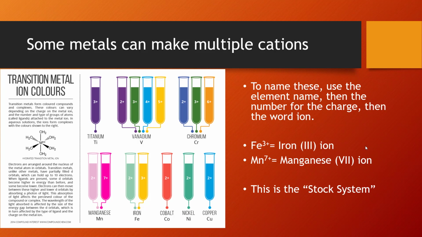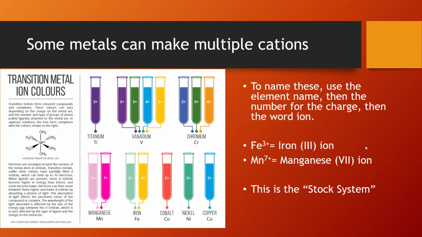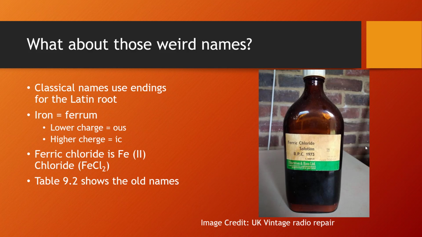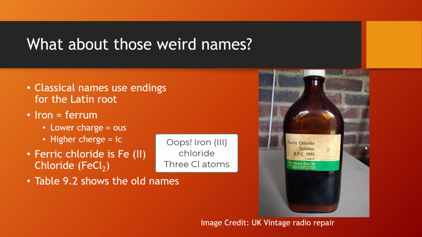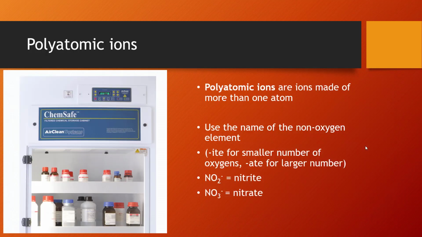Now, if you're going into some ancient laboratory and you start seeing those weird names, you're like, it's ferric chloride solution. Well, what's that? Well, the classical names use endings for the Latin root. So iron is ferrum. So lower charge is OUS or ferrous, and the higher charge is ferric. So you'll go back to that and you see iron has 2 or 3. So ferric would be iron 3. Okay, that's wrong on the PowerPoint there, but the iron 3 chloride, so FeCl3 actually. And table 9.2 shows the old names, but really when you come to high school chemistry, we don't do that here.